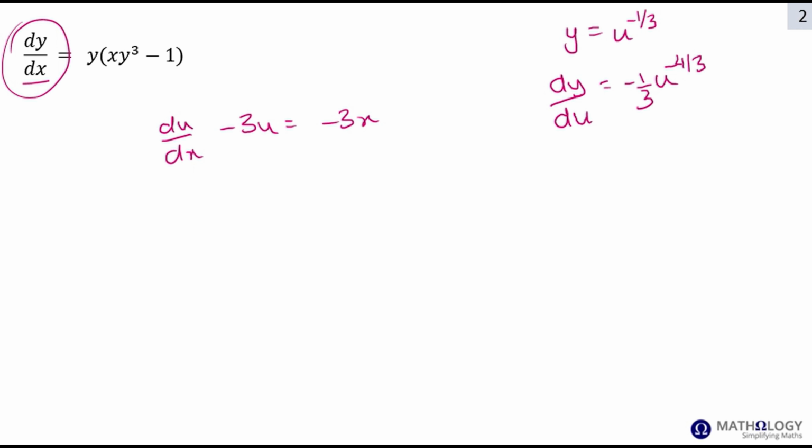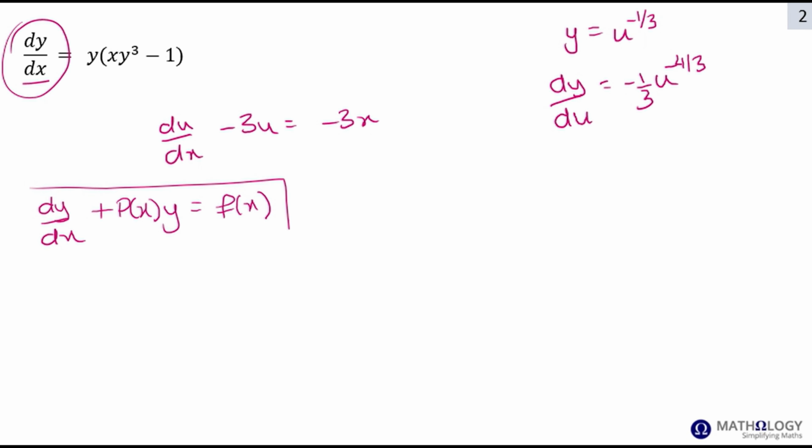Okay, this is now a linear differential equation. So we're going to need to find an integrating factor. Just to refresh your memory, the general form of a linear differential equation is dy/dx plus p of x y equals f of x. We're using variables u and x here, but it makes no difference. The integrating factor is mu of x equals e to the integral of p of x dx.